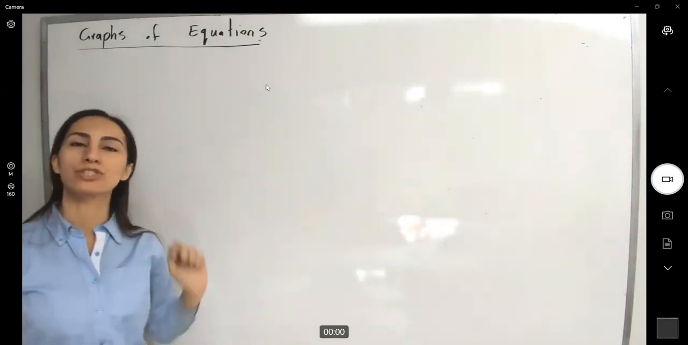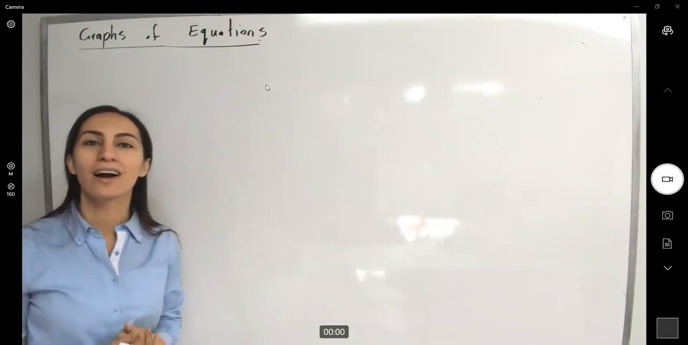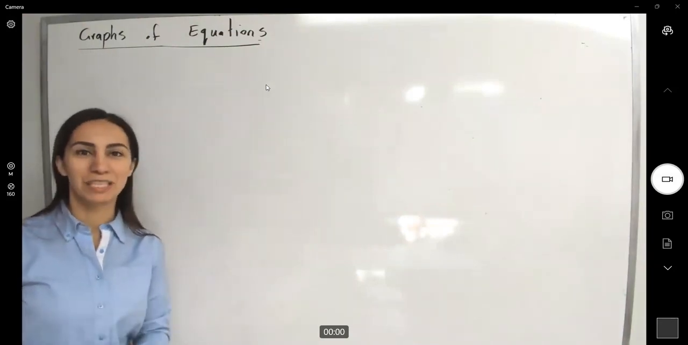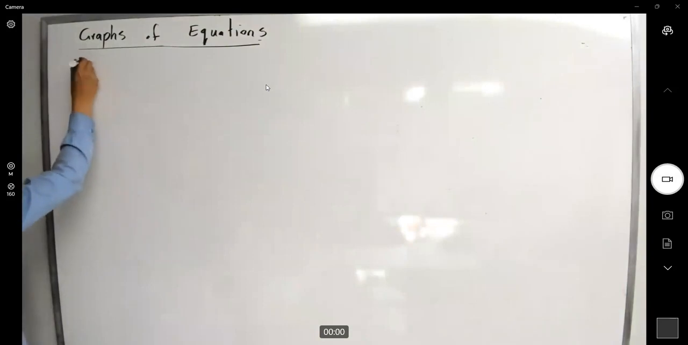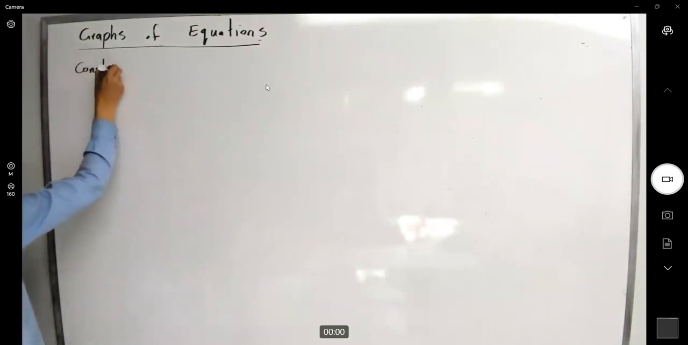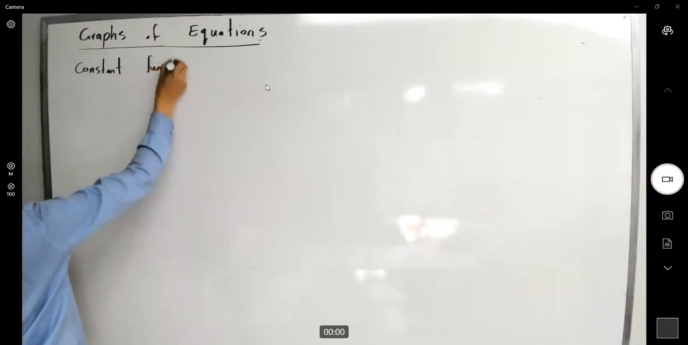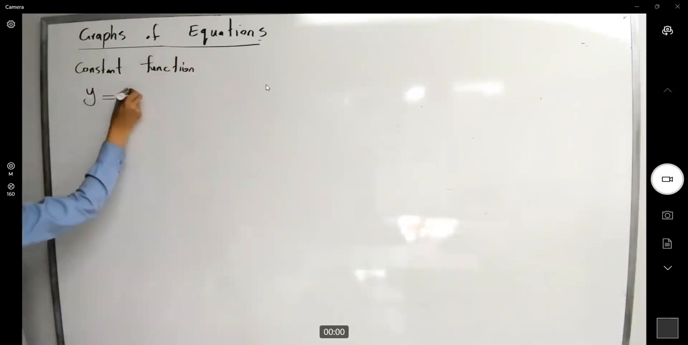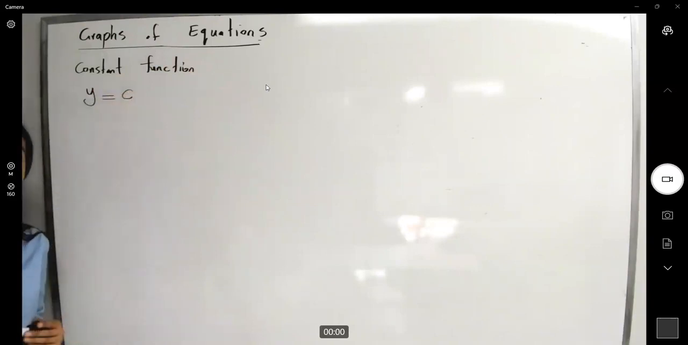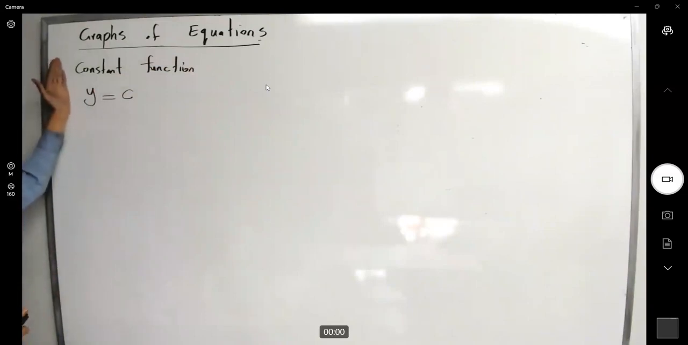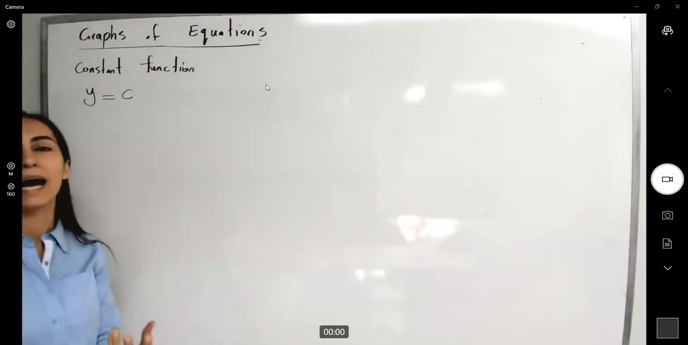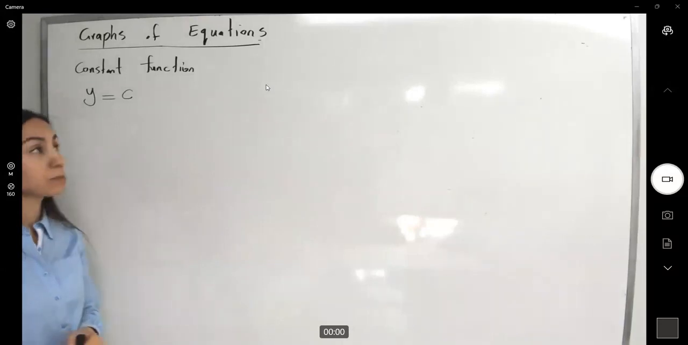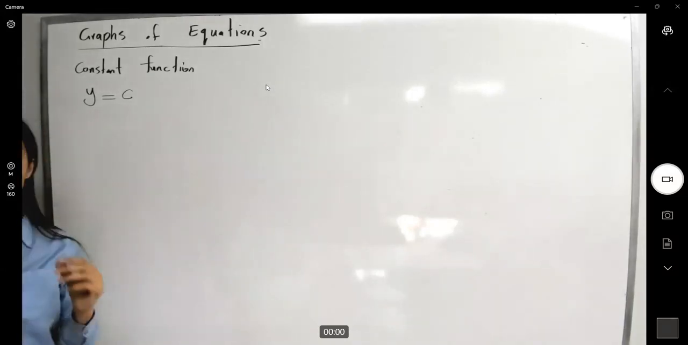The very first equation that I'm going to work with is a constant function, which is defined as y equals a constant, like c. This is the general definition of a constant function. When you have a function like this, no matter what your x value is, your y value is always fixed.